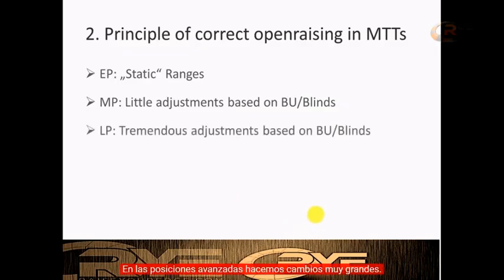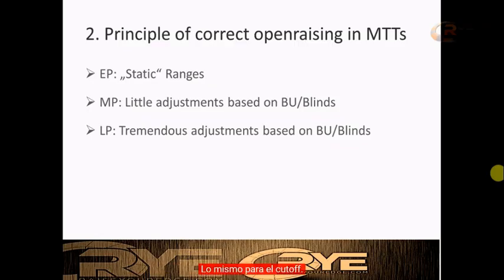Late position, here we make tremendous adjustments. That's basically when we're in the cutoff, when we're on the button and the blinds are tight or very weak. We can increase our ranges by 10, 20, 30% easily. So let's say we open raise 45 to 50% from the button and the big blind is a super nit and the small blind is whoever, a reasonable player. We should open raise around 60 to 70%.